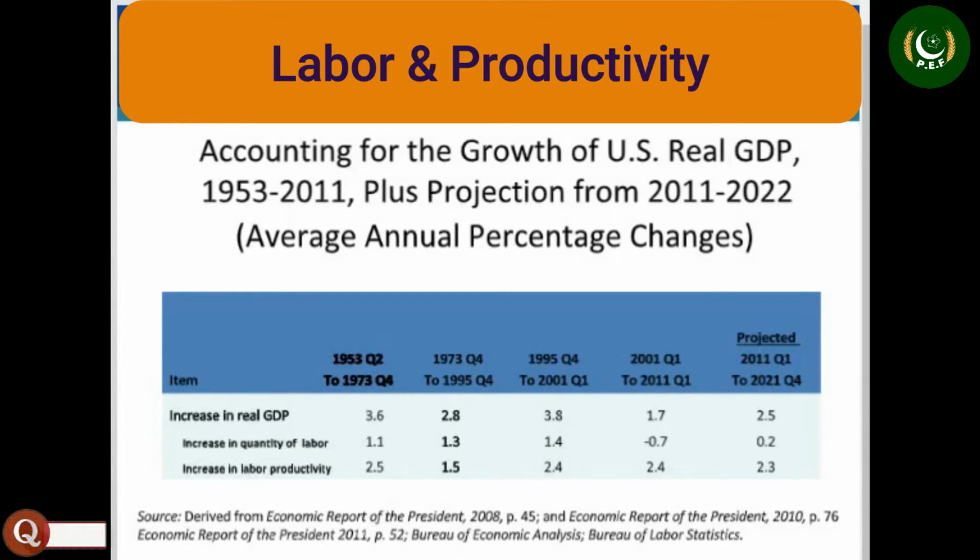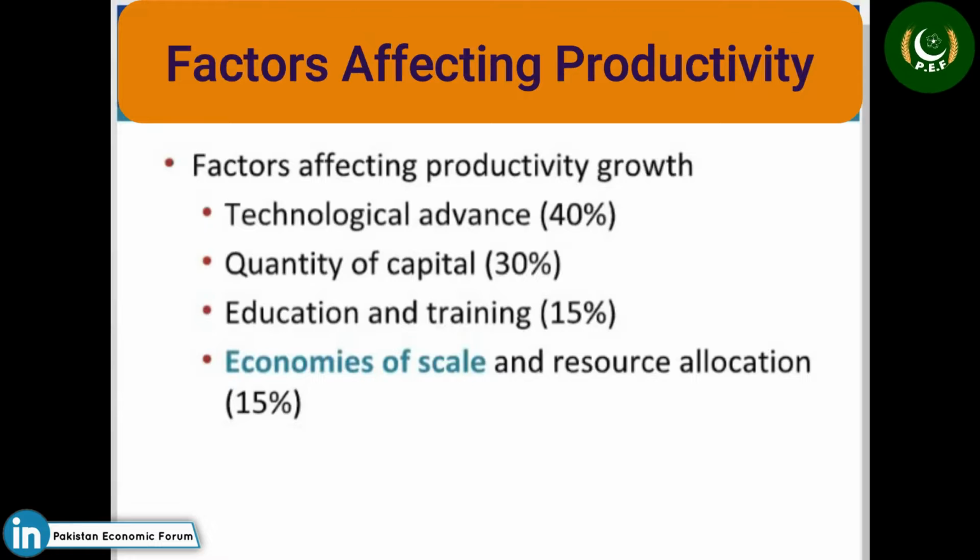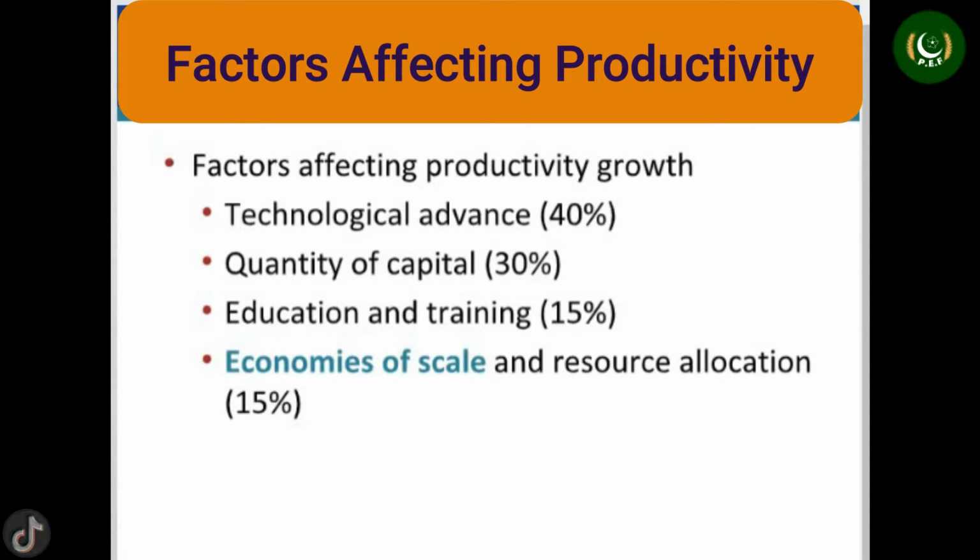Between 1953 and 2012, the labor force increased from 63 million to 155 million workers. Productivity growth has usually been the more important. There are five factors that, when combined, appear to explain changes in productivity growth rates. The largest contributor is technological advance, which accounts for approximately 40% of productivity growth. It is generated by the discovery of new knowledge.